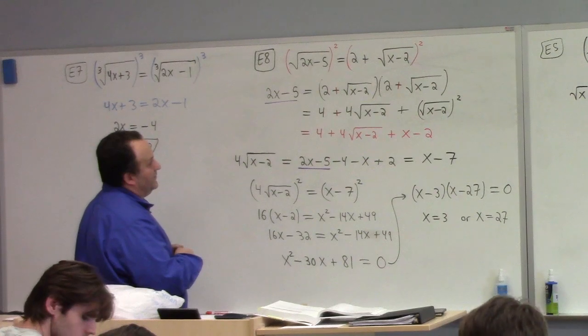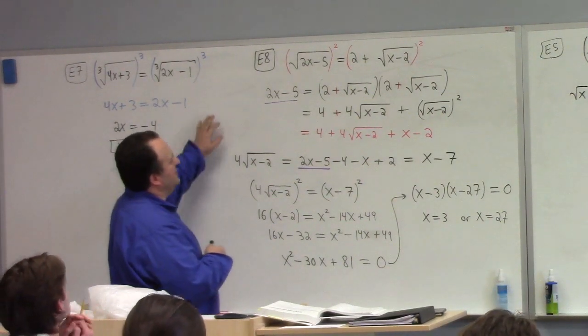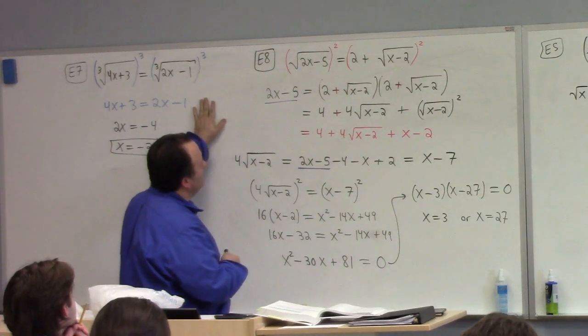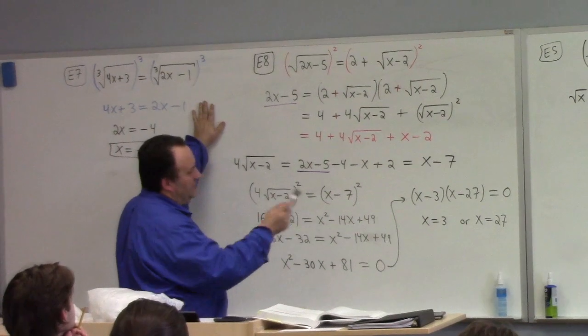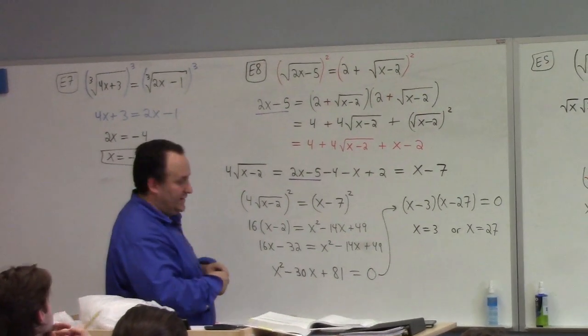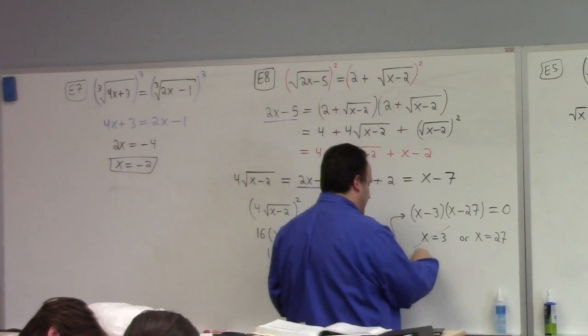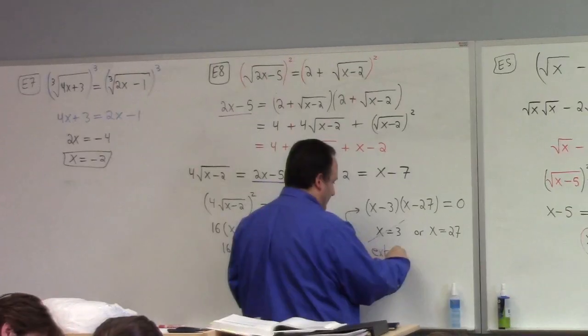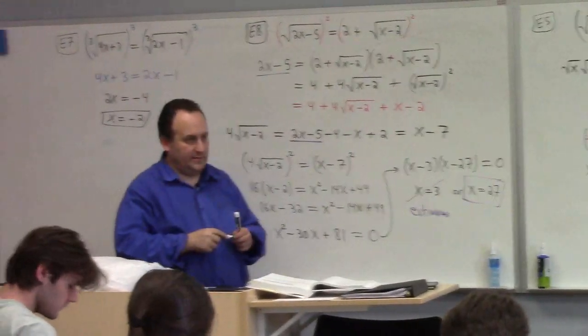If I plug in 3, I get square root of what? 6 minus, so I get 1. The 3 does not work. I can tell from plugging it in. I think the 27, this is extraneous. If you plug it in, that's extraneous. That's the answer. Anyway, thanks, guys.